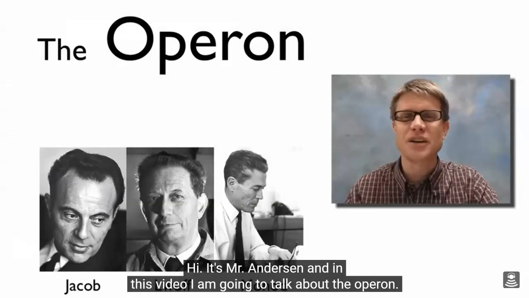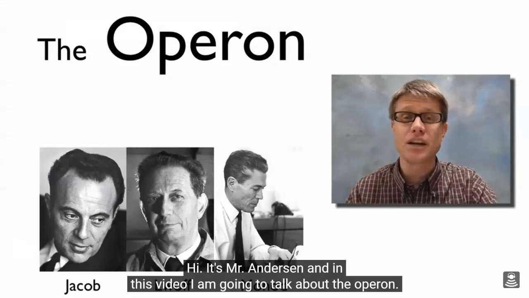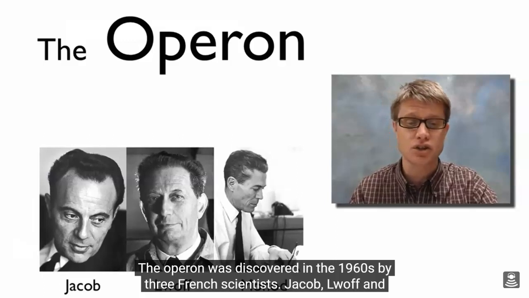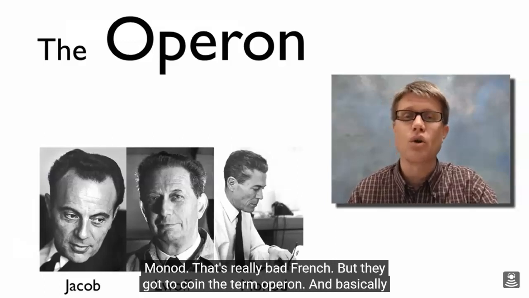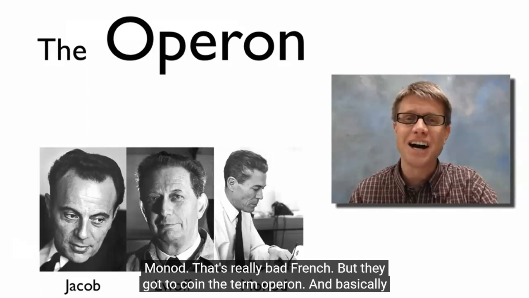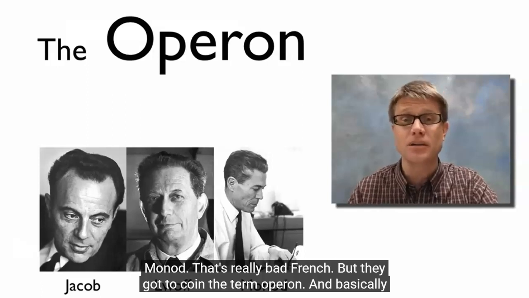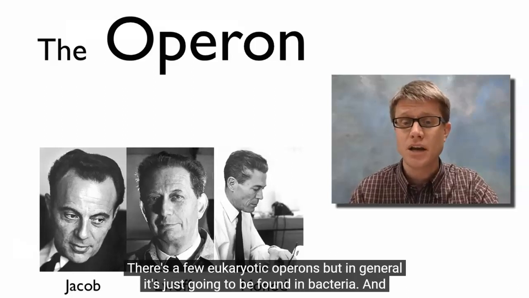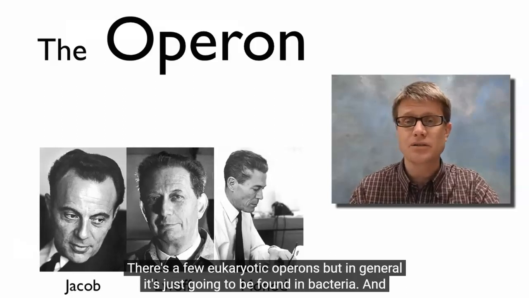Hi, it's Mr. Anderson, and in this video I'm going to talk about the operon. The operon was discovered in the 1960s by three French scientists, Jacob, Lwoff, and Monod. They got to coin the term operon, and basically it means to operate. It's mostly found in prokaryotic cells, mostly in bacteria. There are a few eukaryotic operons, but in general it's going to be found in bacteria.